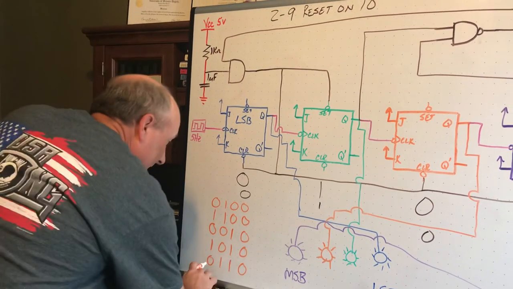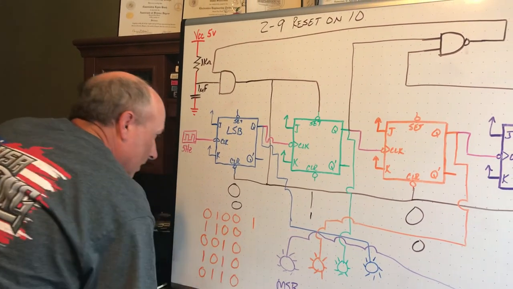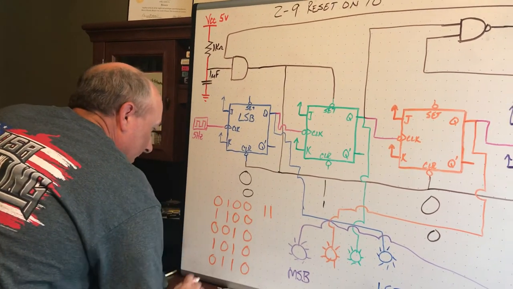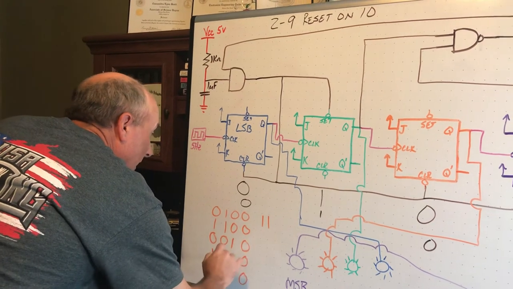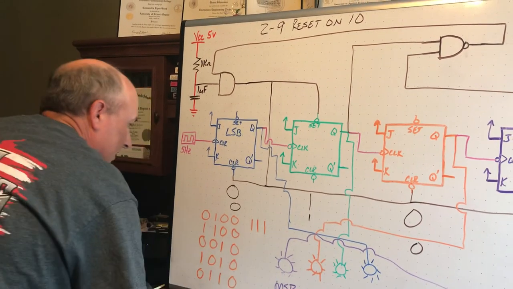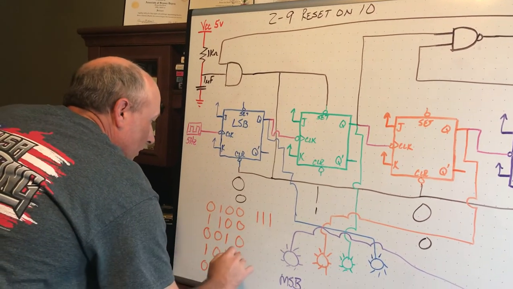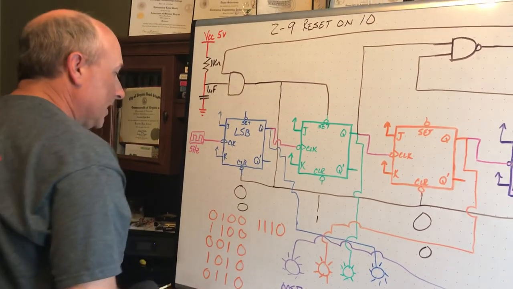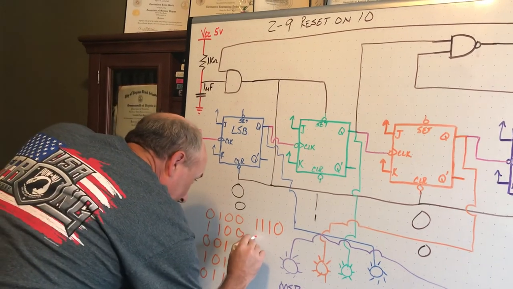I'm going to clock again. This one is going to change to a 1. Well, this one went from a 0 to a 1, so that one's going to stay the same. It went from a 1 to a 1, so this one's going to stay the same. This one went from a 1 to a 1, that one's going to stay the same. So now I got 0, 1, 1. I got 7. So I'm going to clock it again.